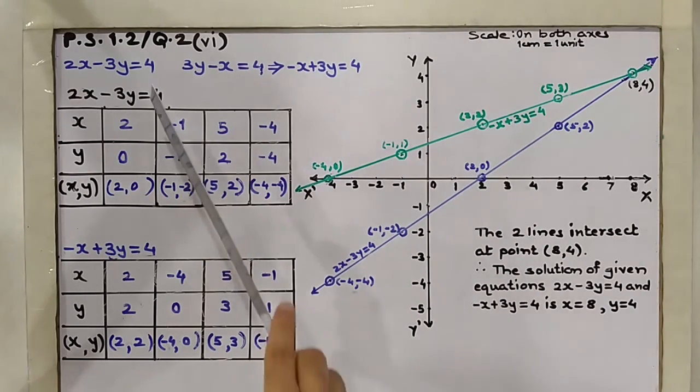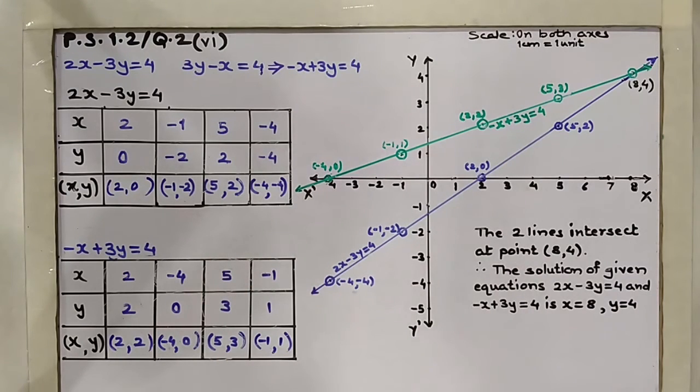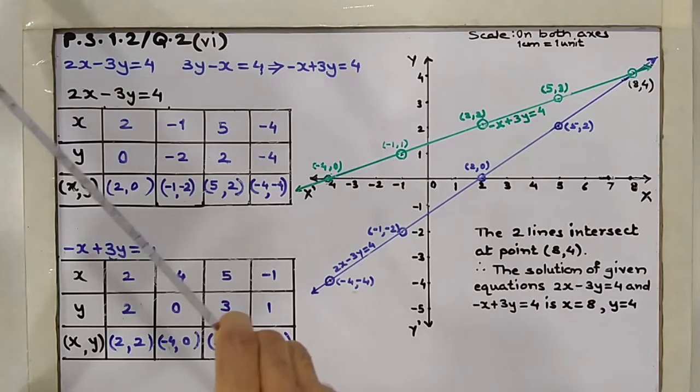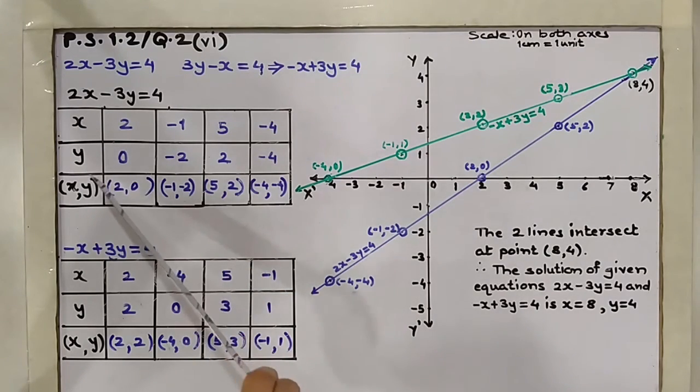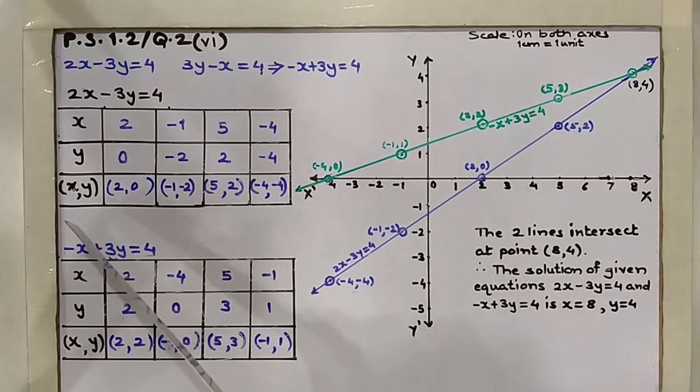The first equation is 2x minus 3y is equal to 4. We have assumed the value of x as 2. Putting the value of x in the equation, we get the corresponding value of y as 0. So the ordered pair is 2, 0.